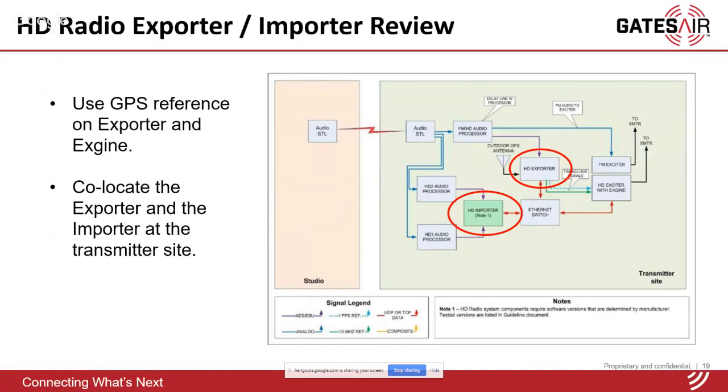Unfortunately, not everybody can co-locate the importer and exporter, and that's why we gave you the ability to take the same hardware platform and locate them, diversify them, put one at the studio, one at the transmitter. You'll expect that your diversity delay is going to move more, but you should be able to track that with the tuner, and it should be able to correct for those.